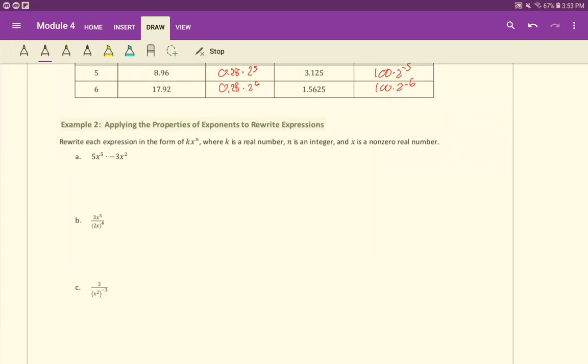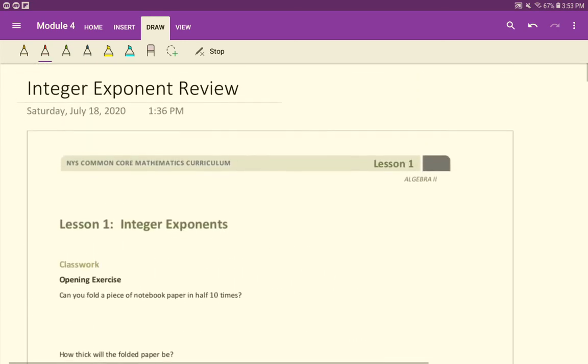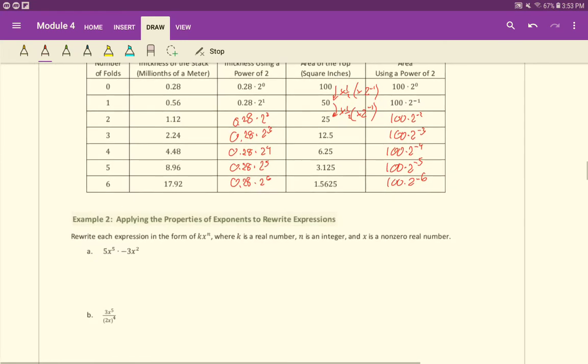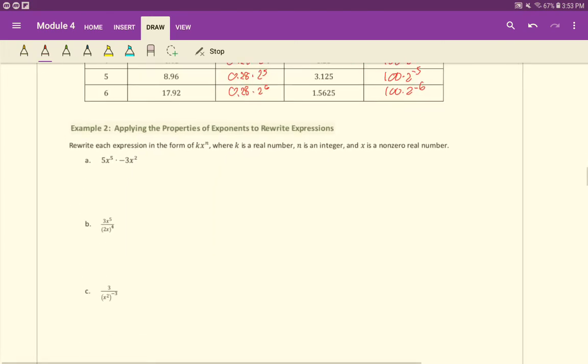So here's the next video that we are going to complete to continue looking at just some of our properties for integer exponents. So we already kind of showed an application of exponents when it came to folding the piece of gold foil, but we're not just going to use our properties here to apply properties to rewrite expressions.